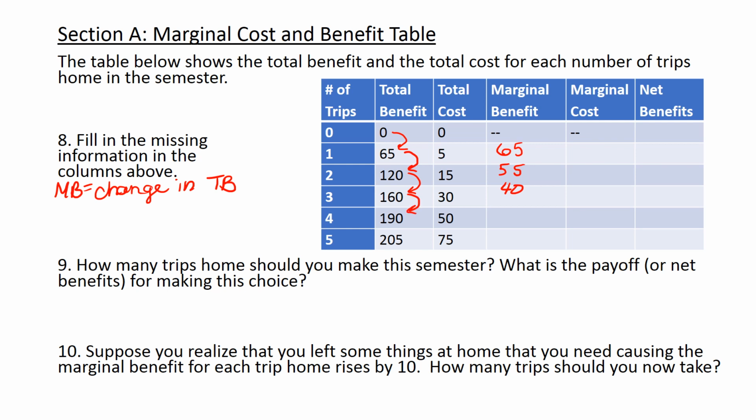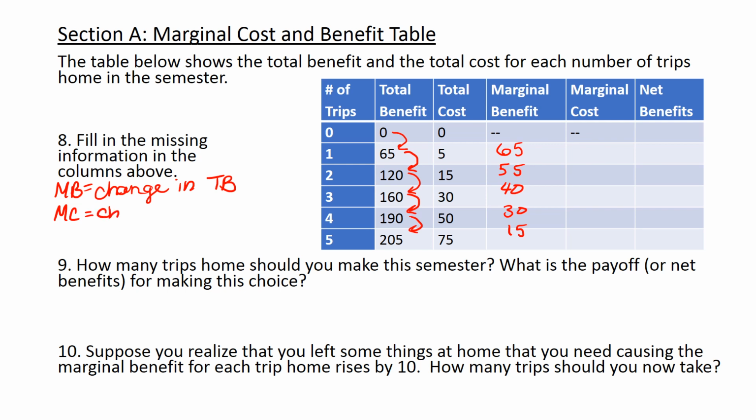160 to 190, that is a change of 30. And then 190 to 205, that is a change of 15. And remember, when you draw the marginal benefit curve, it's downward sloping, and these numbers are indeed decreasing. So that means it's a good sign that we might have done them right.